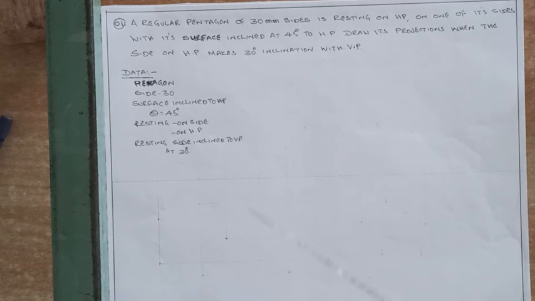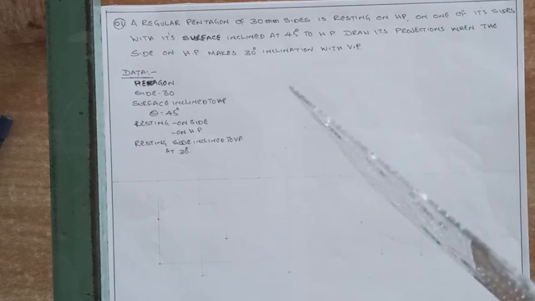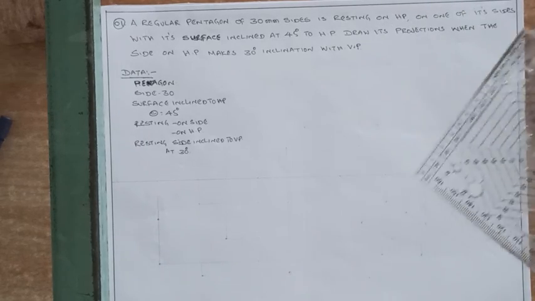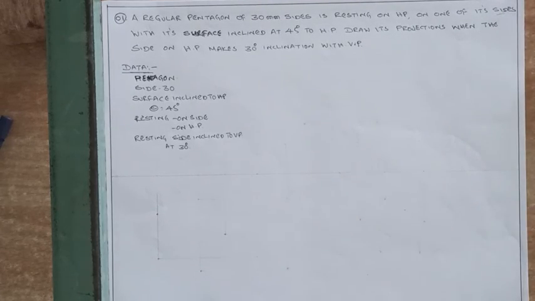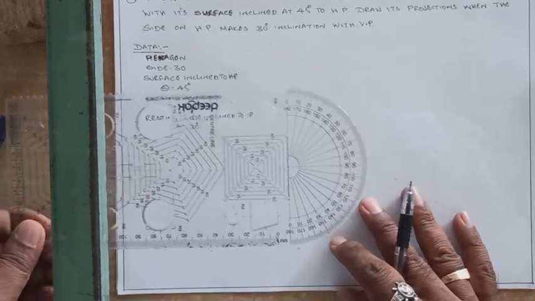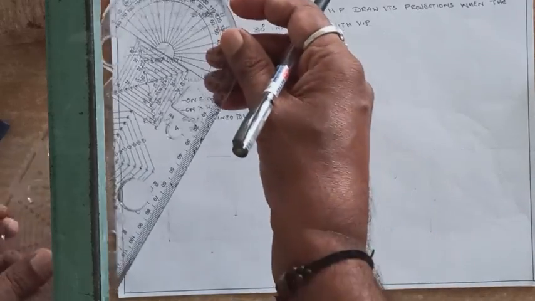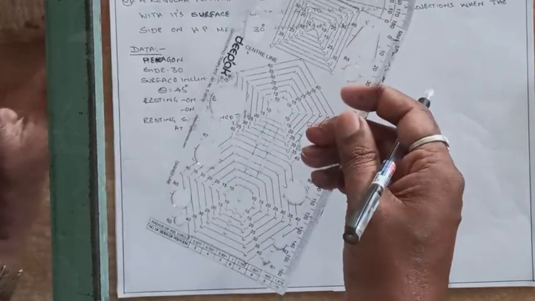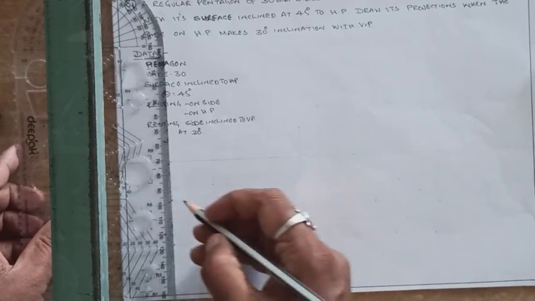While starting the drawing with the top view, again see the second condition, whether resting on a side or resting on a corner. Here in this problem it is given resting on its side. That means one side should be perpendicular to the XY line. So for that position, first draw one reference line here.